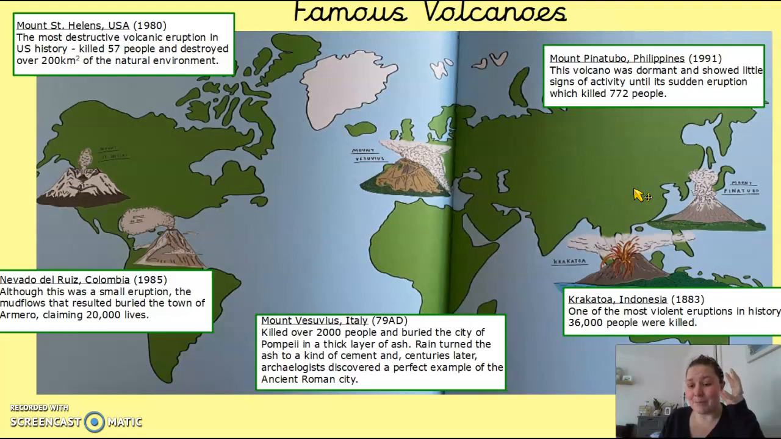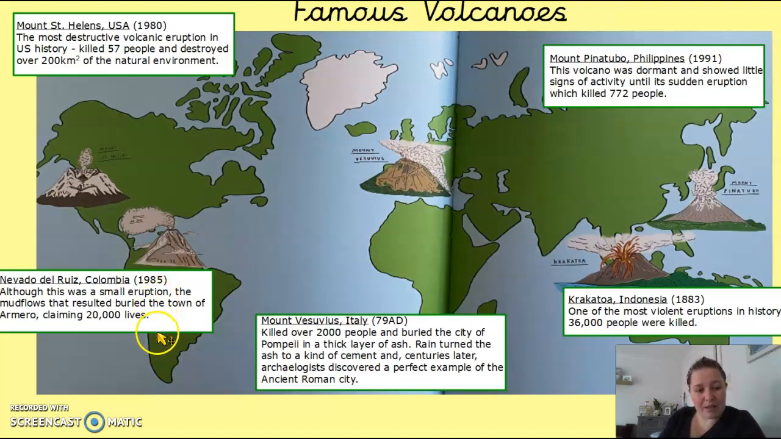So as you can see, volcanoes and volcanic eruptions cause complete devastation in terms of killing people and in terms of destroying the environment around it, because you've got obviously the lava, you've got the ash, there's a lot that can cause destruction. Let's go up to this one then in North America, the USA, Mount St. Helens. This was the most destructive eruption in US history. 57 people were killed, but it destroyed over 200 square kilometres of the natural environment. So the impacts of that eruption are going to be felt far away from where the actual volcano is.